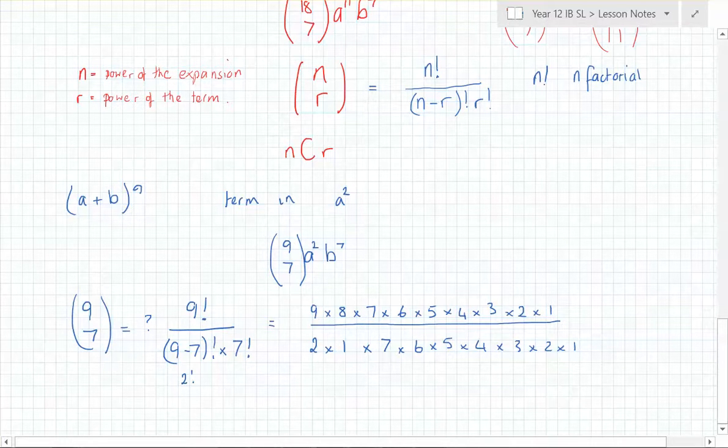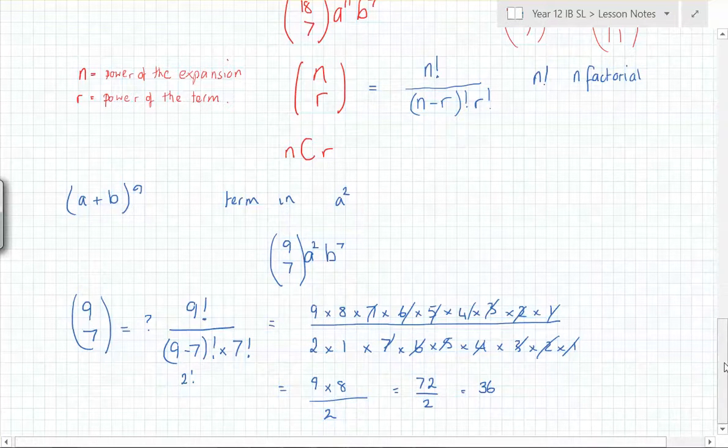Because you will need to be able to. Is there any simplification to be done there? Yeah. Cross all this out, can't we? Get rid of it. So we're actually left with only 9 times 8 all over 2. So what's the answer? What's 9 times 8? 72 over 2. So the answer is what? 36. So we reckon 9C7 is 36.